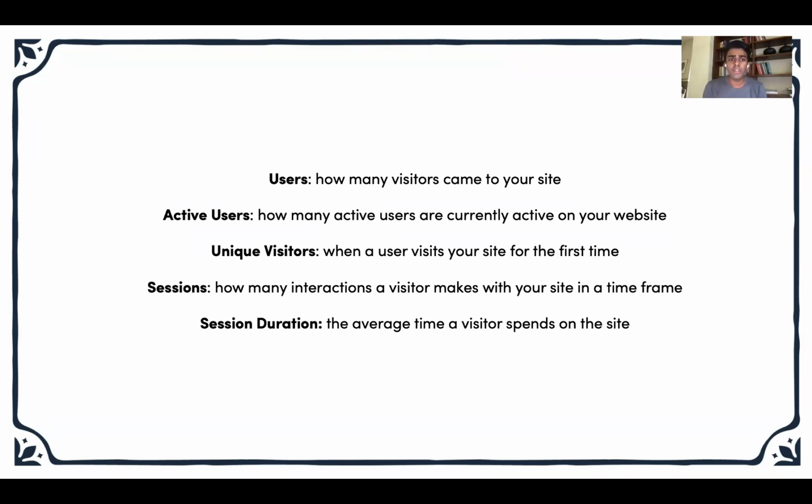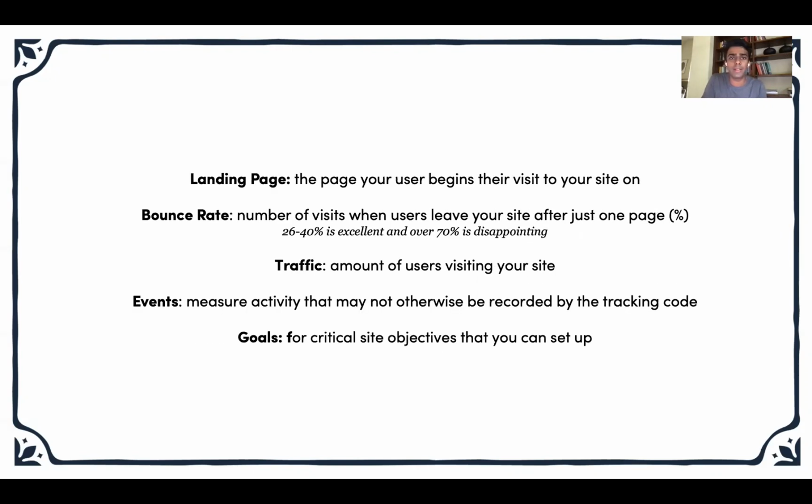Then you also have sessions, so how many interactions a visitor makes on your site in a time frame. Let's say they entered on the home page, then they went to the shop page, then the oil page, and then the checkout page. That's 4 to 5 sessions. That's basically what it's going to measure. And that's important because you want to know that they've navigated through the site and really spent time on there. Then session duration comes in, because that's the average time a visitor spends on your site, and you want it to be at least above a couple of minutes.